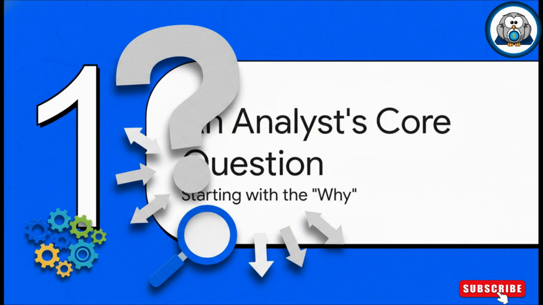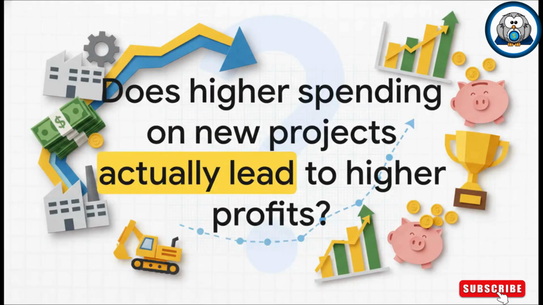Before you can do any kind of analysis, you've got to start with the why. What's the fundamental problem we're actually trying to solve here? And here it is, the big question. Does spending more money on new projects, capital expenditures, actually lead to making more money? It seems obvious, right? But how can we prove it? More importantly, how can we put a number on that relationship?